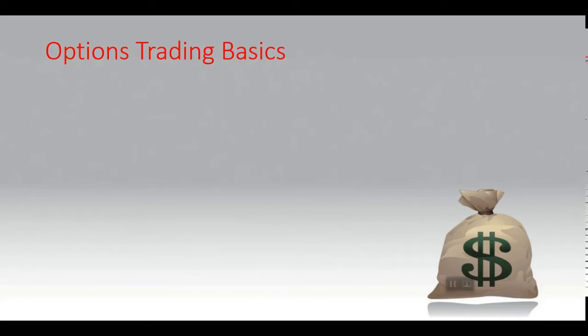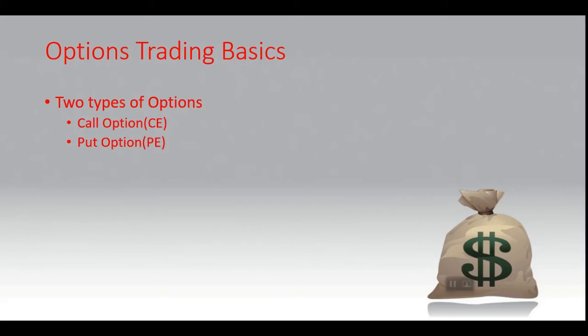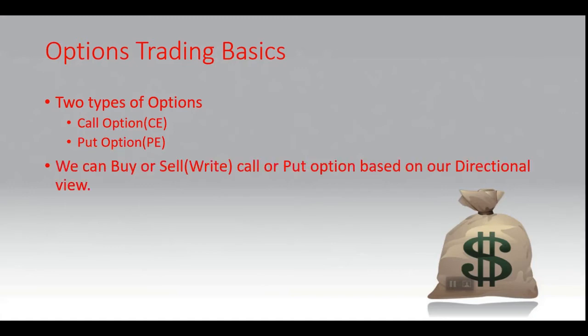There are two types of options available. One is the call option, which is named CE, and the other is the put option, which is named PE. If you look at an option's strike price and it is mentioned as CE, then it is a call option, and if the strike is mentioned as PE, then it's a put option. We can either buy or sell call or put options based on our directional views.